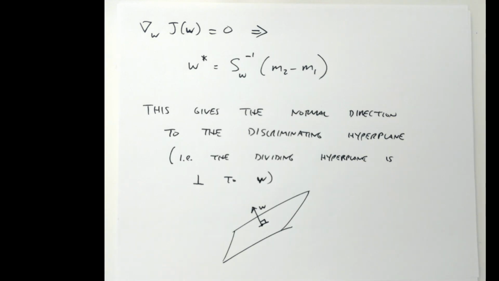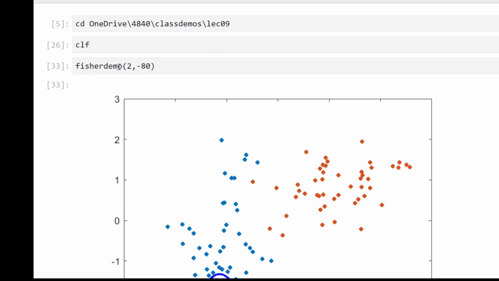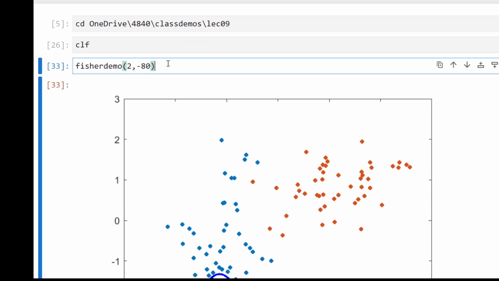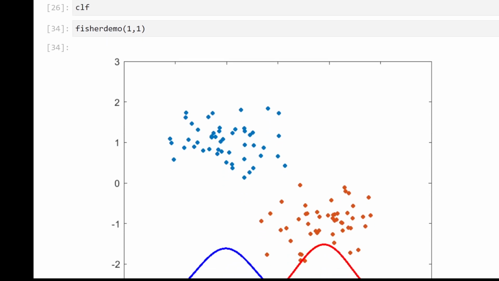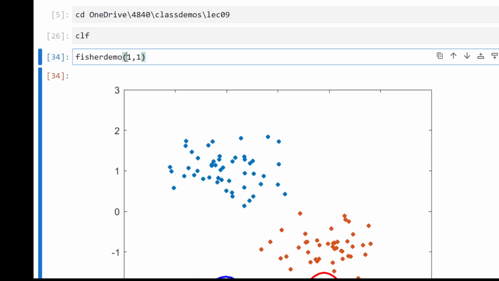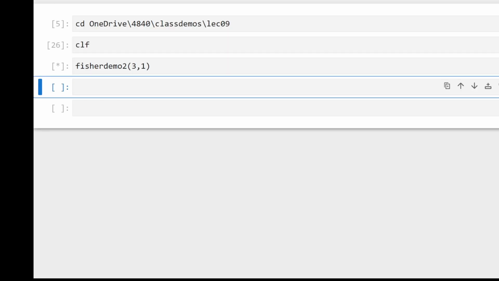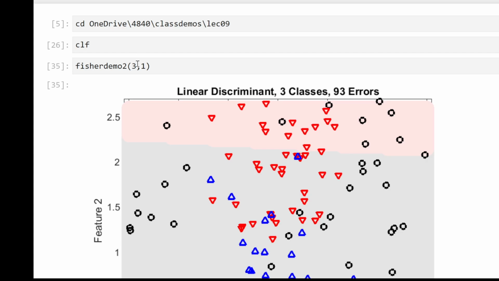And so let's take a look at some examples, okay? Let me just go back to my thing here. So if I look at, here, this is the other Fisher demo. This is actually multiple classes.